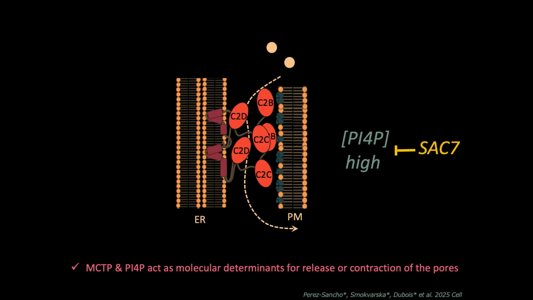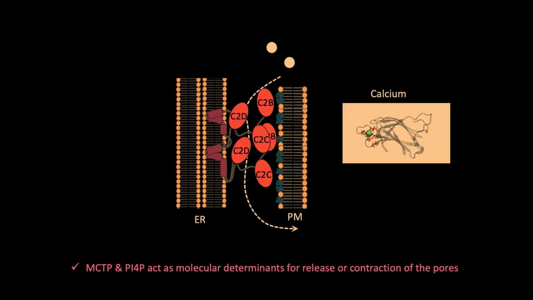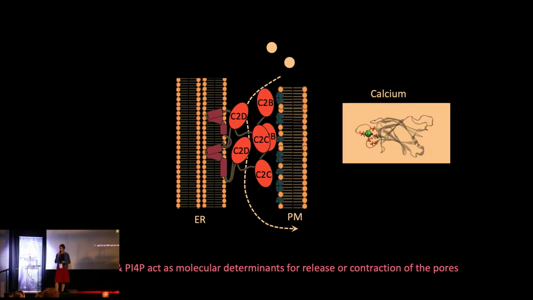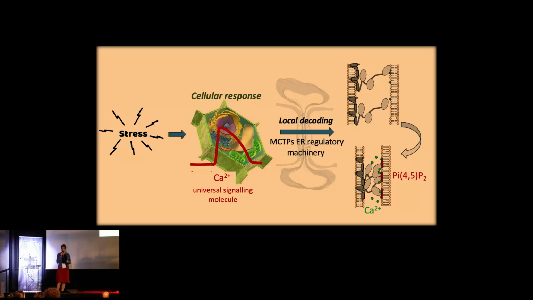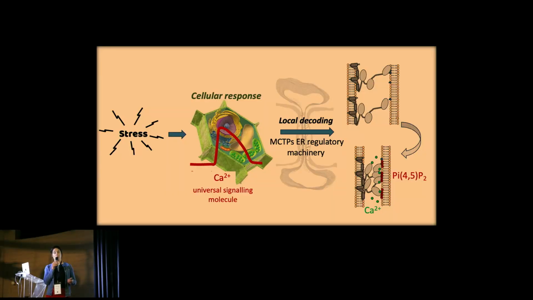Now we also know that those C2 domains also have calcium binding properties. And usually this calcium binding allows very rapid interaction with the anionic lipids. And so this is something that we're currently pursuing. I'm really excited about this because it means that as calcium is a universal signaling molecule induced by many types of stress, now plasmodesmata through MCTP can actually locally decode calcium increase and modulate cell-to-cell trafficking by modulating those membrane junctions.